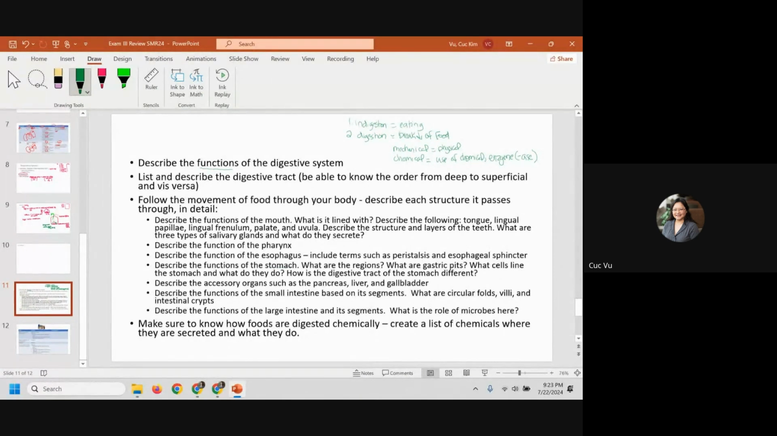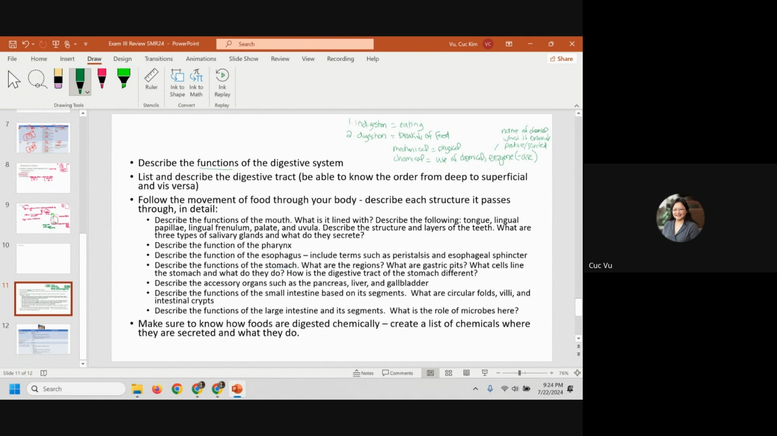Okay. All right. So when we're talking about chemical breakdown, you need to know the name of the chemical. You need to know what it breaks down. And you need to know where it is produced or secreted. Okay. So a couple different layers to track.